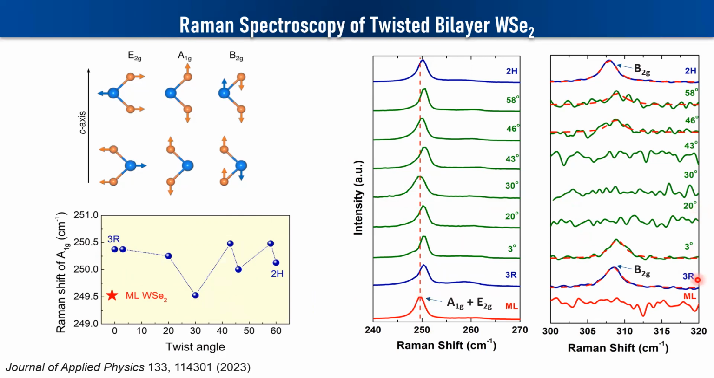To add to that, what we also see is the B2g peak, which is present in the 2H and the 3R stacked WSe2.